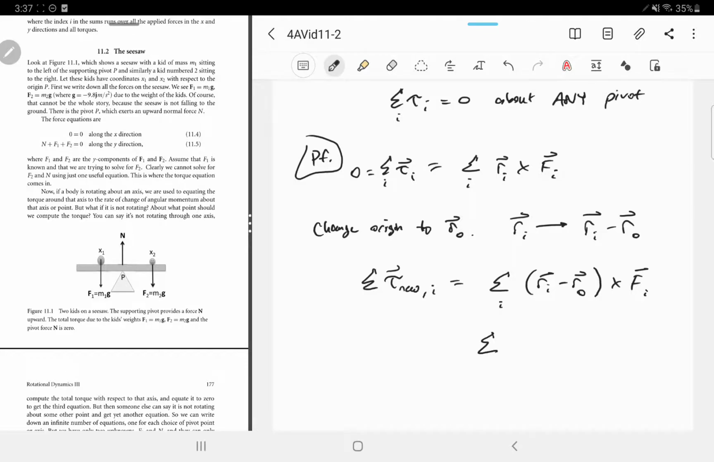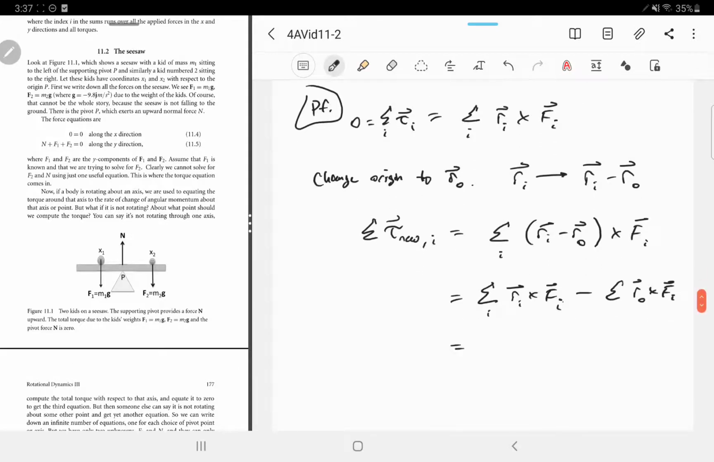Okay, so this is the sum of r_i cross F_i minus the sum of r_0 cross F_i. So these are the old torques, the sum of all the torques about our old origin. And then this one, you can bring the sum inside, since this r_0 is a constant vector, so you could bring the sum inside right here.